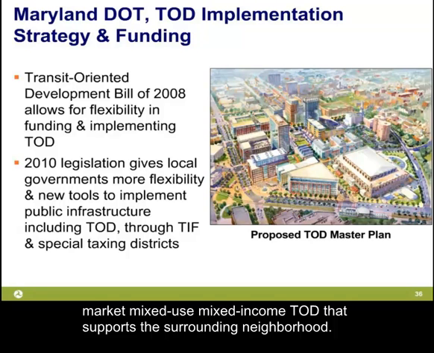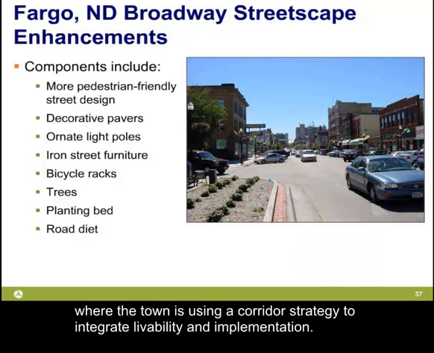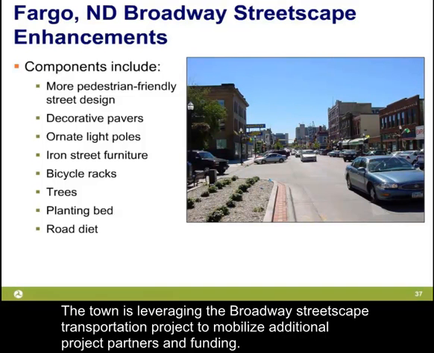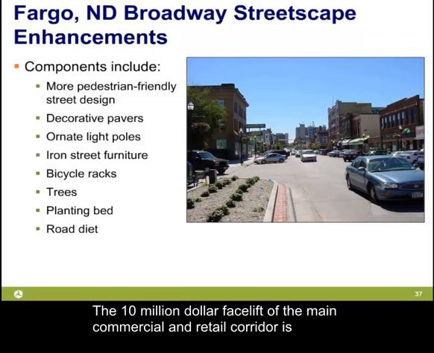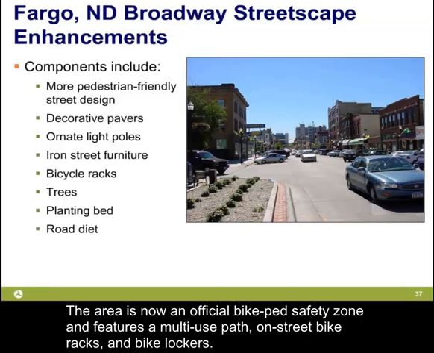Our next case study moves to Fargo, North Dakota, where the town is using a corridor strategy to integrate livability and implementation. The town is leveraging the Broadway Streetscape transportation project to mobilize additional project partners and funding. The $10 million facelift of the main commercial and retail corridor is designed to slow down traffic, improve safety, and promote walkability.